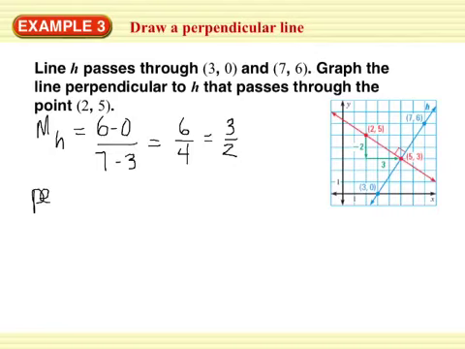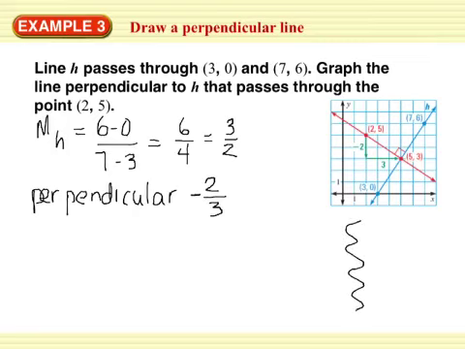Okay, the perpendicular slope. Remember, the slopes of 2 lines that are perpendicular have a product of -1. So that means I need to do the reciprocal and the opposite sign. Because 3/2 times -2/3 equals -1. So your perpendicular slope is -2/3.